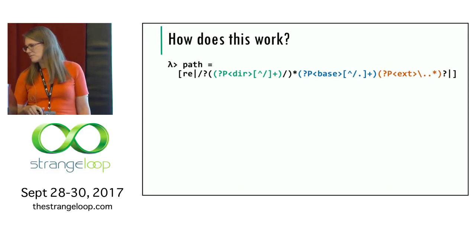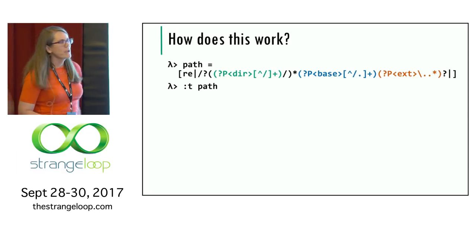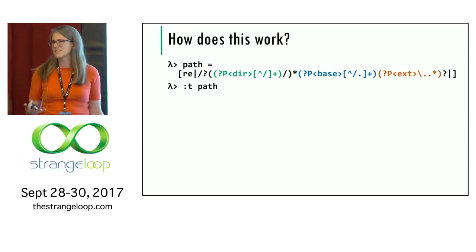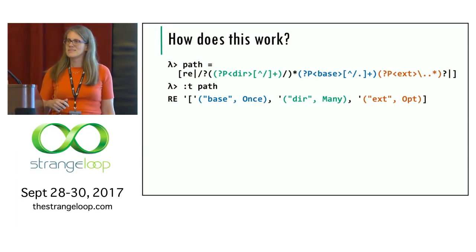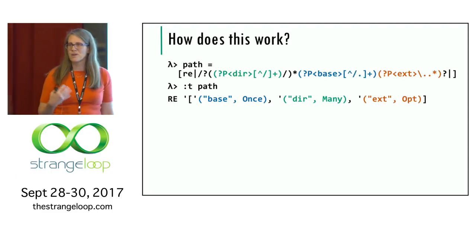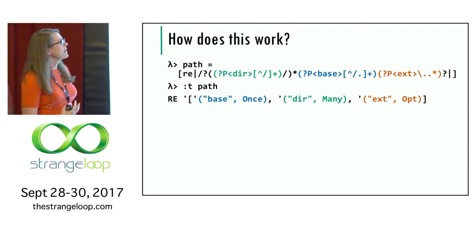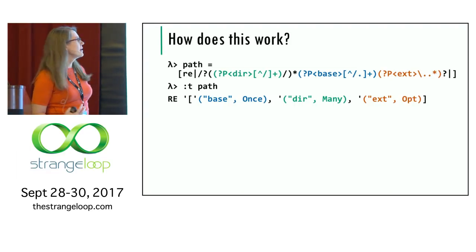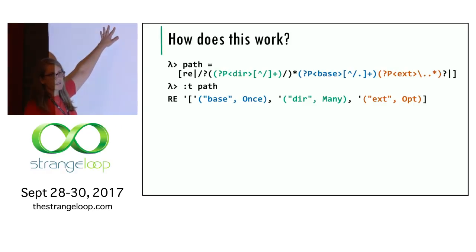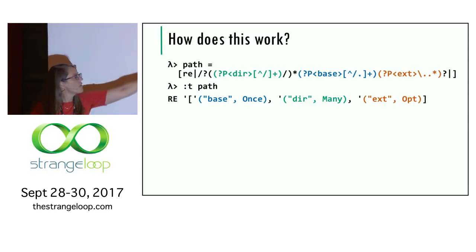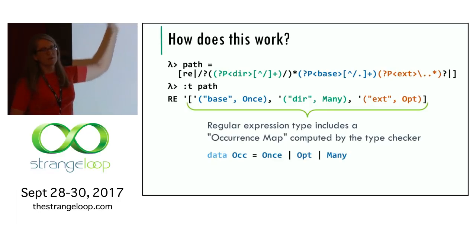So here I have my regular expression. I didn't show you this, but I could. We could ask GHCi what its type is, and this is actually what it would show you. The type of this value is a very informative type. To be able to check that dictionary, it has to know quite a bit. So it knows that it's a regular expression, but this regular expression type has this huge component here that I'm calling an occurrence map.